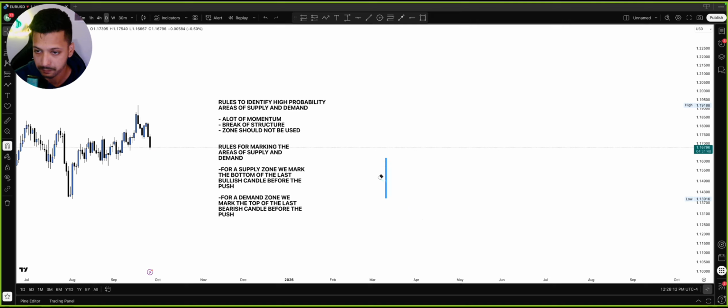And it's pretty much the opposite for the demand zone. Let me just draw that out real quick for you guys as well. So in terms of demand, say we have two of these, and then we got this bullish candle.